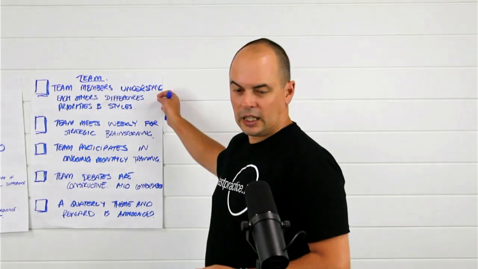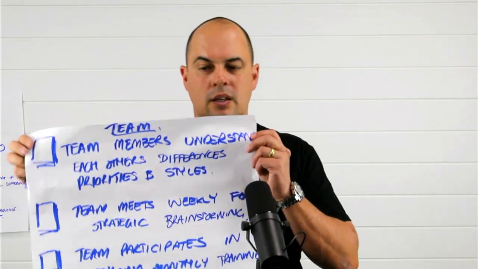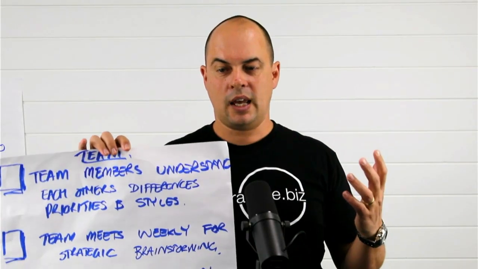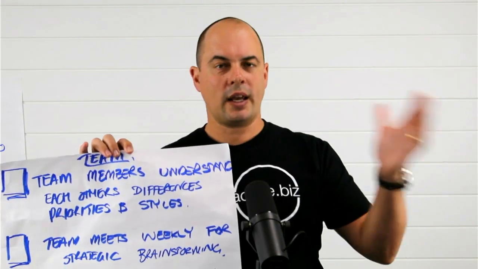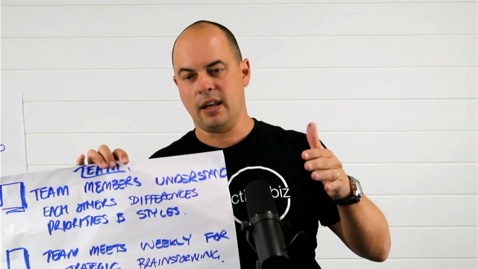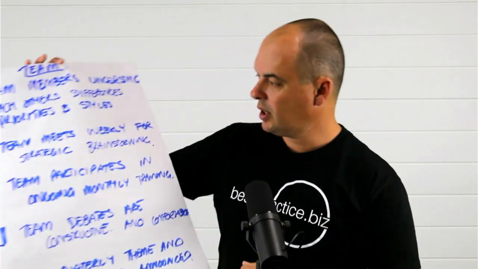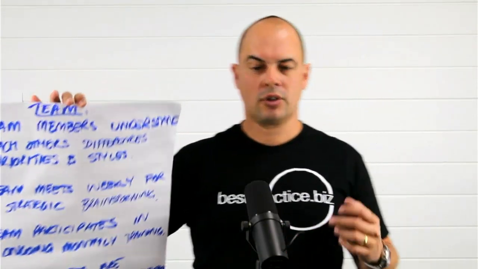So what I've got here for you guys is this checklist that we've been working on, which is, you can start to think about how do we manage our team. So our team members understand each other's differences, priorities, and styles. So you can think about, rate yourself, score of 0 to 10, team members understanding each other's differences, priorities, and styles. Team members are meeting weekly for strategic brainstorming.